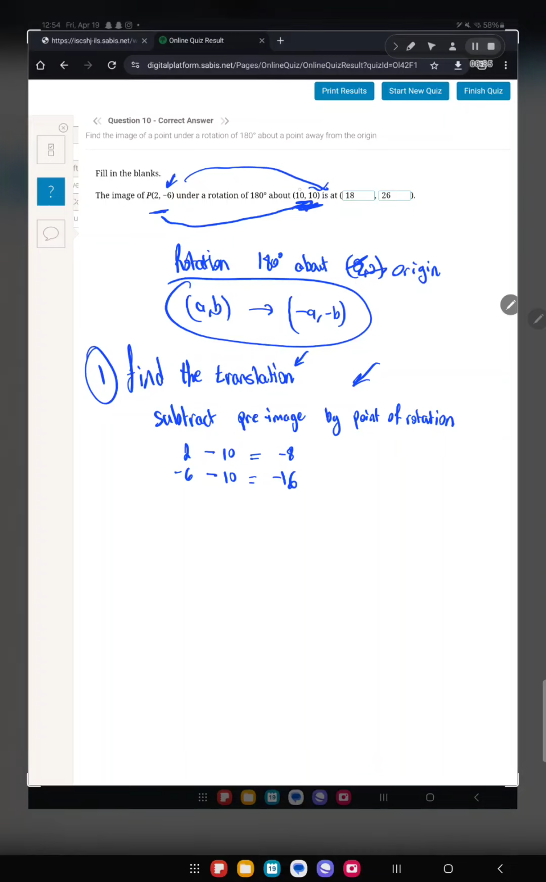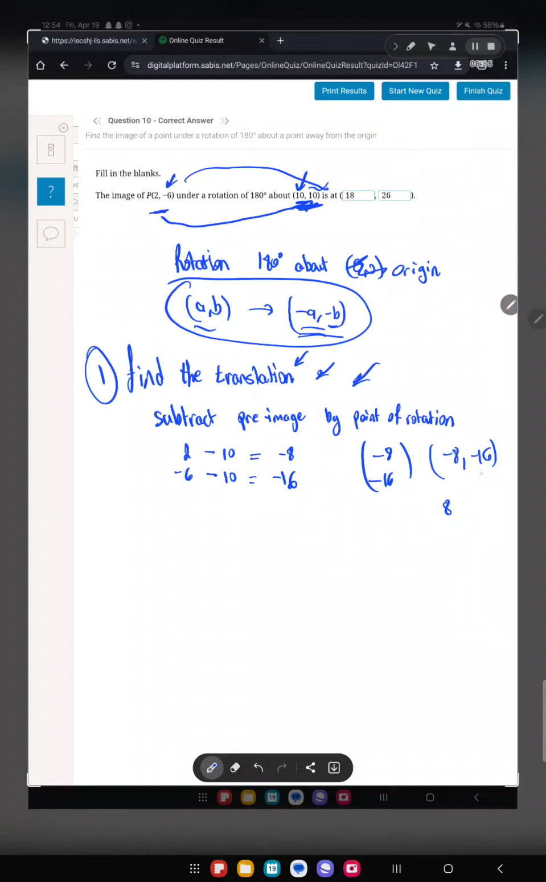Why am I doing this? Because we're not rotating about the origin, we're rotating about a certain point. Whenever you're rotating about a certain point, whether it's 90 degrees clockwise, counterclockwise, or 180 degrees, you always have to find the translation first. So the translation is (−8, −16). (a, b) goes to (−a, −b), so I just take the opposite. What's the opposite of −8? 8. The opposite of −16? 16.